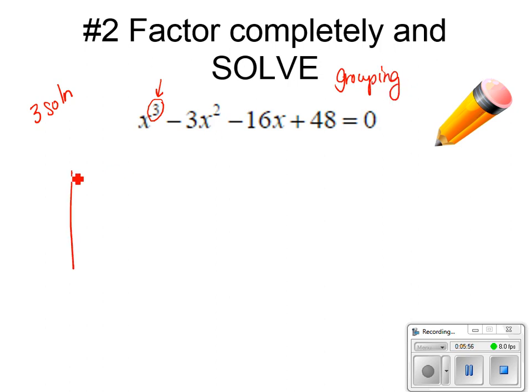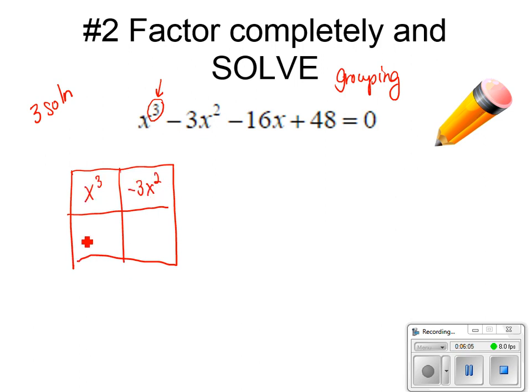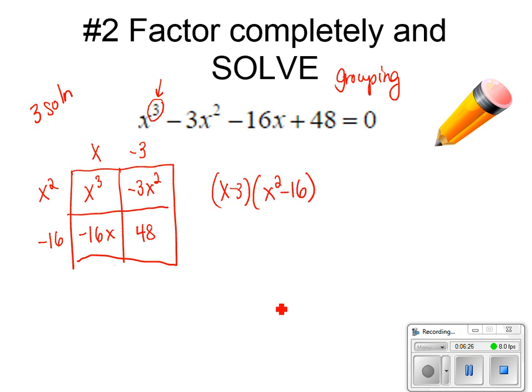Okay, and so I'm going to draw my squares, put all my terms in my squares, and then I'm going to factor row by row, column by column. First row, x squared. Second row, negative 16. First column, x. Second column, negative 3. So I have x minus 3 and x squared minus 16.